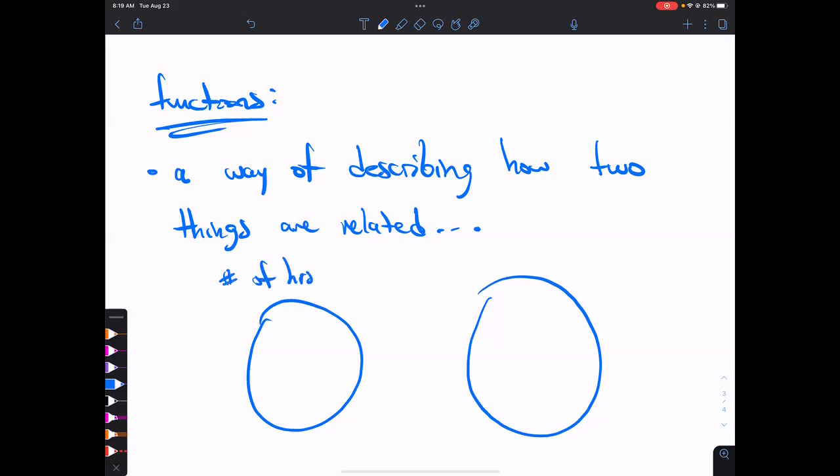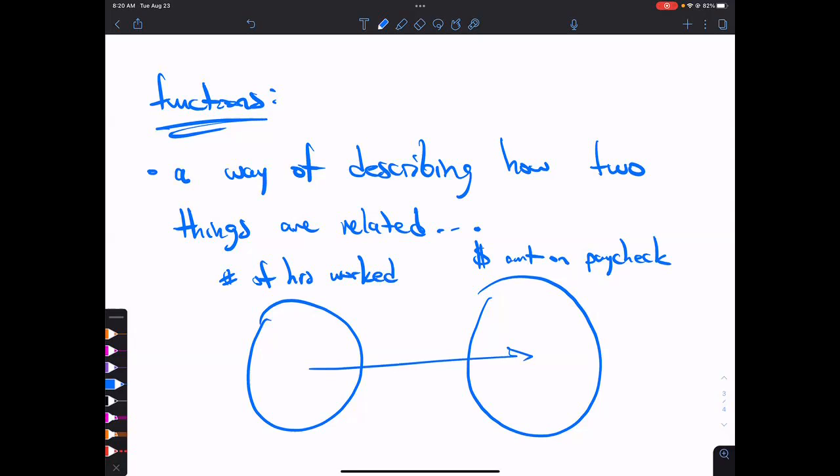Number of hours worked, dollar amount on paycheck. Those are our two sets here, and the rule in place is that you take this one and multiply it by 12 and you get the thing it goes with over here. That's the function that's involved: how you take a thing over here and pair it up with the thing over there. So for example, if I work 5 hours here, I get paid 12 times 5, $60 there. Those two things match up. And there's a whole bunch of other arrows; I'm just drawing one as an example.